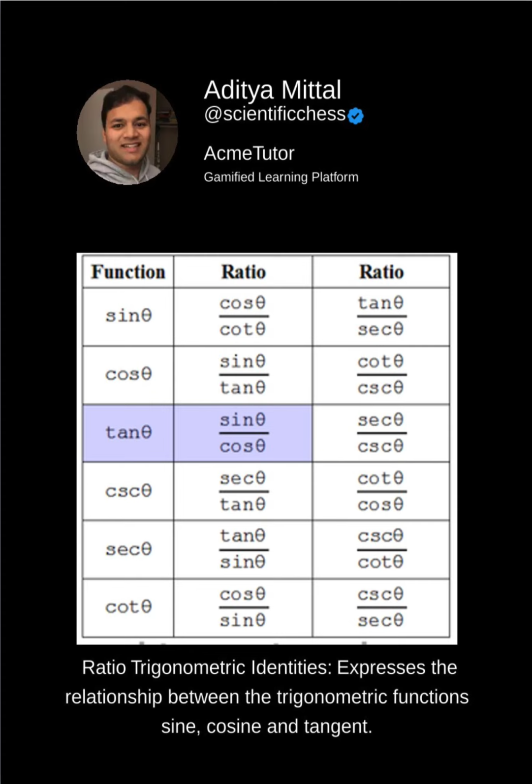So you can figure these ratios out that way, but we'll just go through them. Cosine theta over cotangent theta is sine theta. Tangent theta over secant theta is also sine theta. Sine theta over tangent theta or cotangent theta over cosecant theta is cosine theta. Sine theta over cosine theta, secant theta over cosecant theta are both tan theta. So you get the idea.